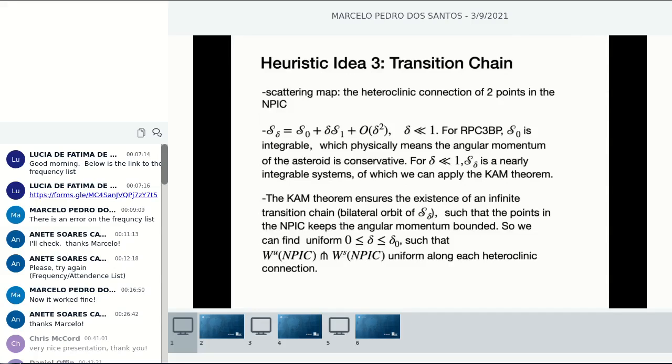Besides, we know that since delta zero is sufficiently small and the invariant circle is compact on the invariant cylinder, we can also find a uniform delta zero sufficiently small such that for any delta less than that, the stable manifold and the unstable manifold transversely intersect with each other along each heteroclinic orbit.